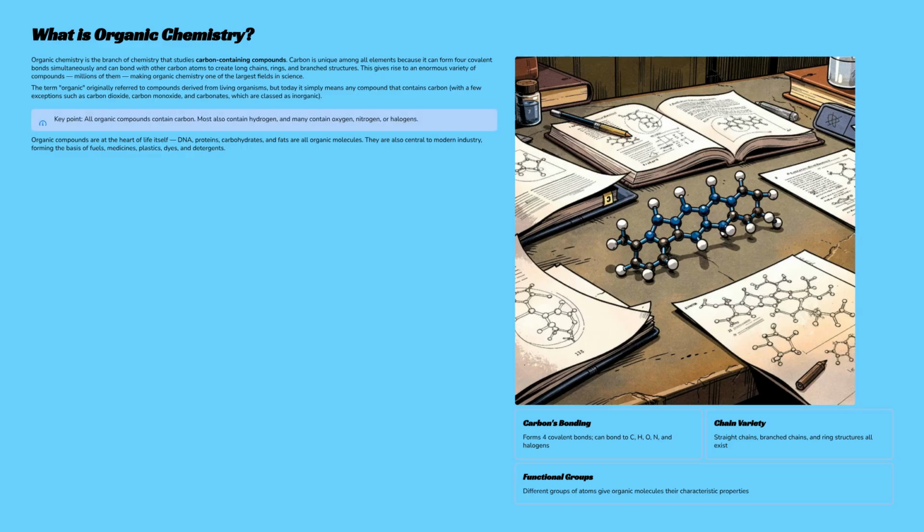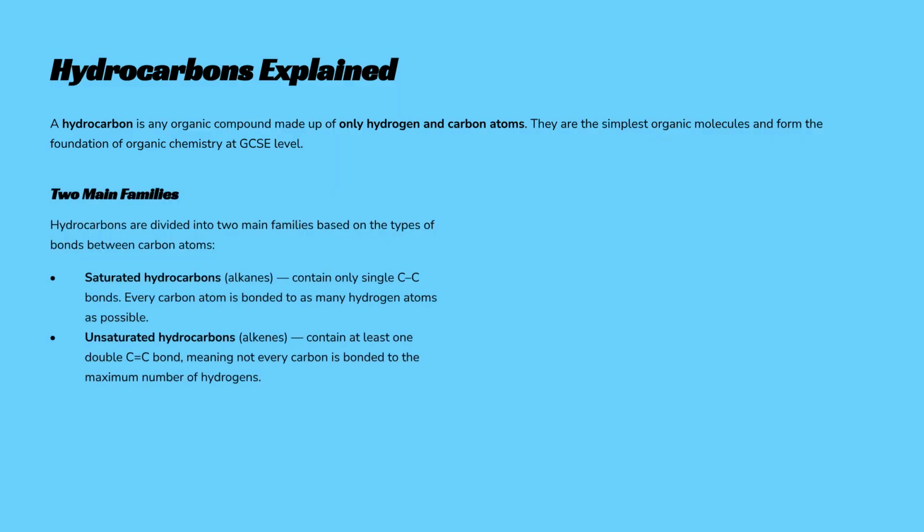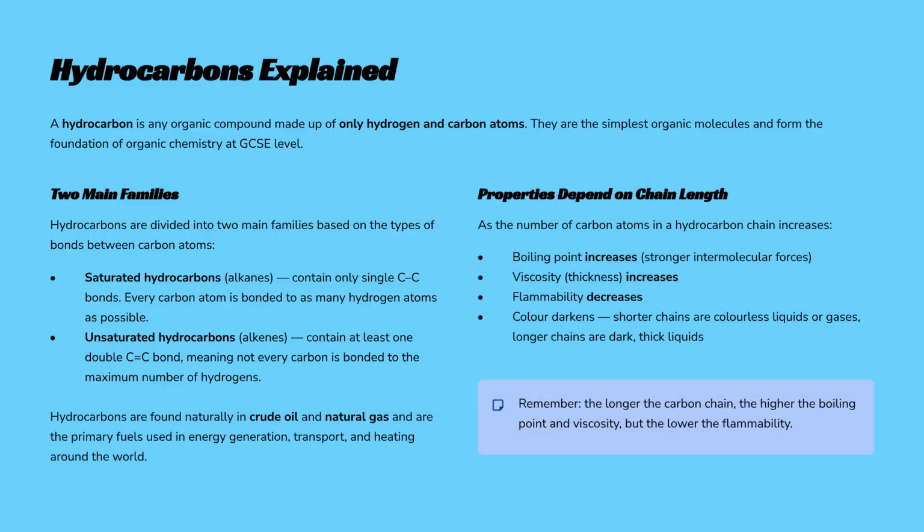Remember, all organic compounds contain carbon, most also contain hydrogen. Hydrocarbons are the simplest organic molecules, made up of only hydrogen and carbon atoms. They are classified into 2 main families: saturated hydrocarbons, or alkanes, with only single C-C bonds, and unsaturated hydrocarbons, or alkenes, with at least one double C=C bond. Hydrocarbon properties depend on chain length. Longer chains mean higher boiling points and viscosity, but lower flammability.